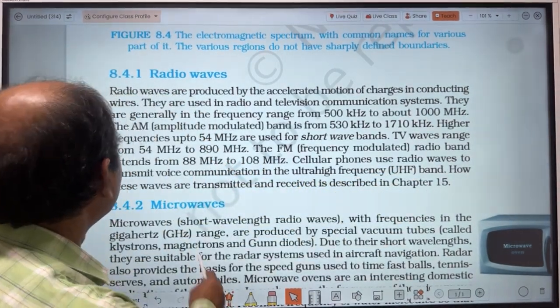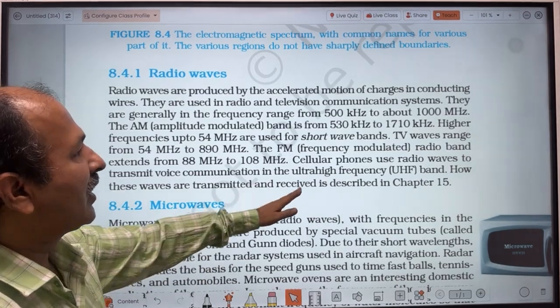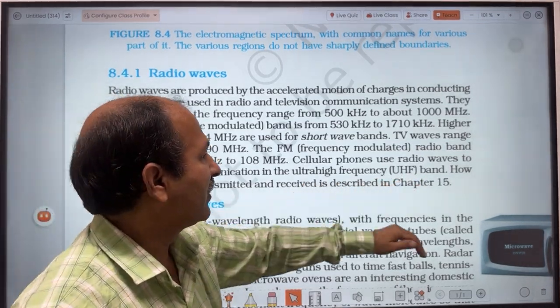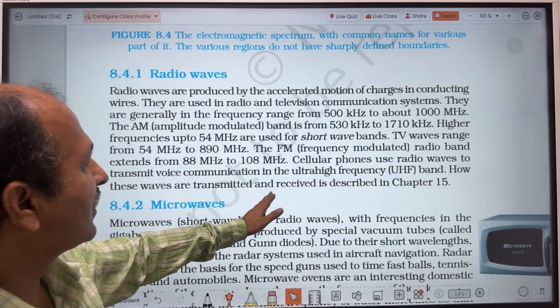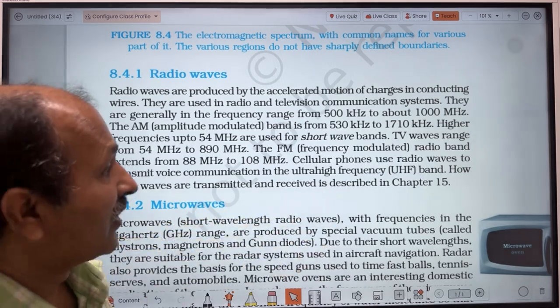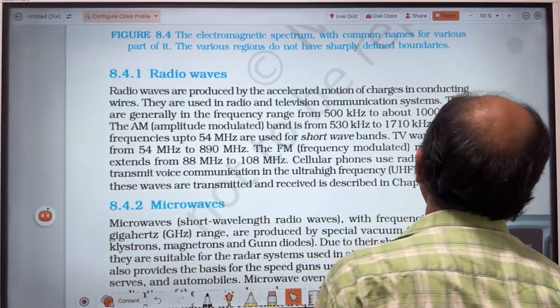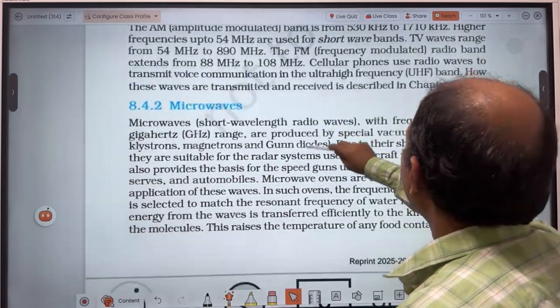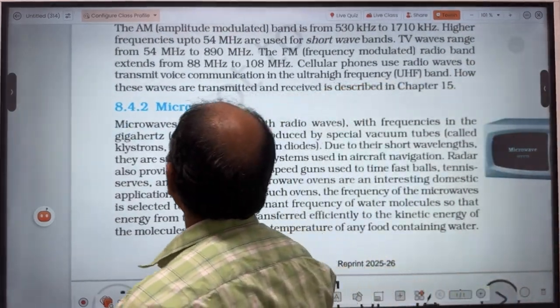Cellular phones use radio waves to transmit voice communication in the ultra high frequency UHF band. How these waves are transmitted and received is described in chapter 15. So this point is not in your syllabus now, meaning chapter 15 is omitted.